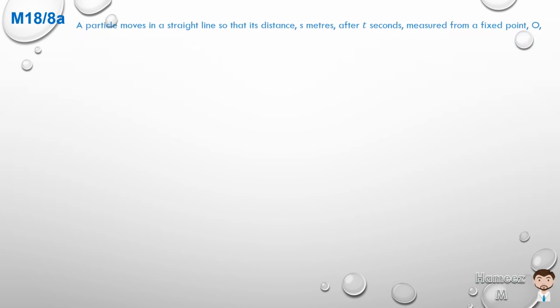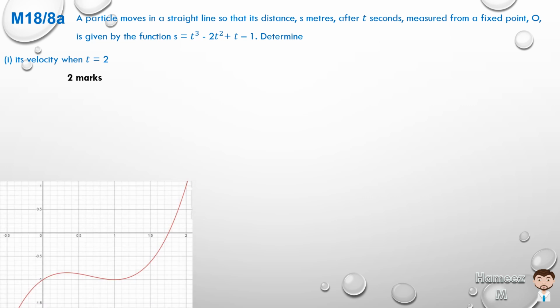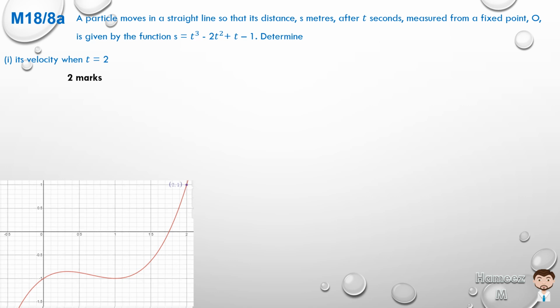May 2018, number 8a. A particle moves in a straight line so that its distance, s meters after t seconds, measured from a fixed point O, is given by the function s is equal to t cubed minus 2t squared plus t minus 1. Determine part 1, its velocity when t is equal to 2. So let's bring up the curve so students can get an idea of what's happening. So let's bring up that point so you can see where it is.